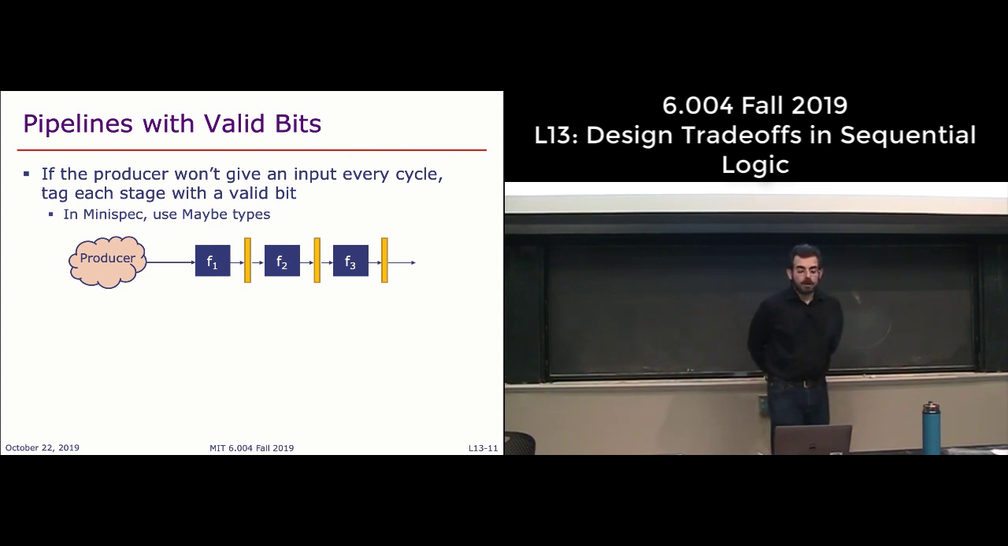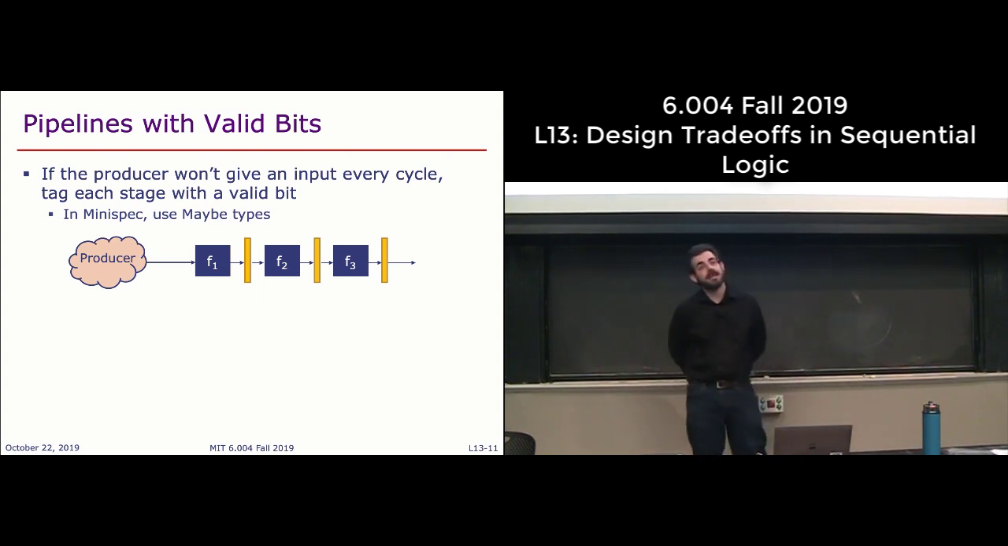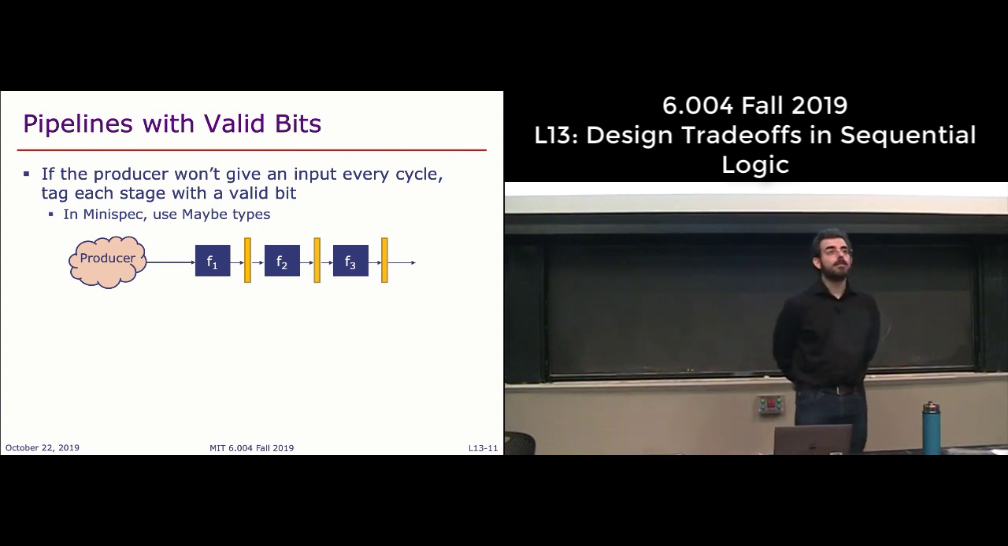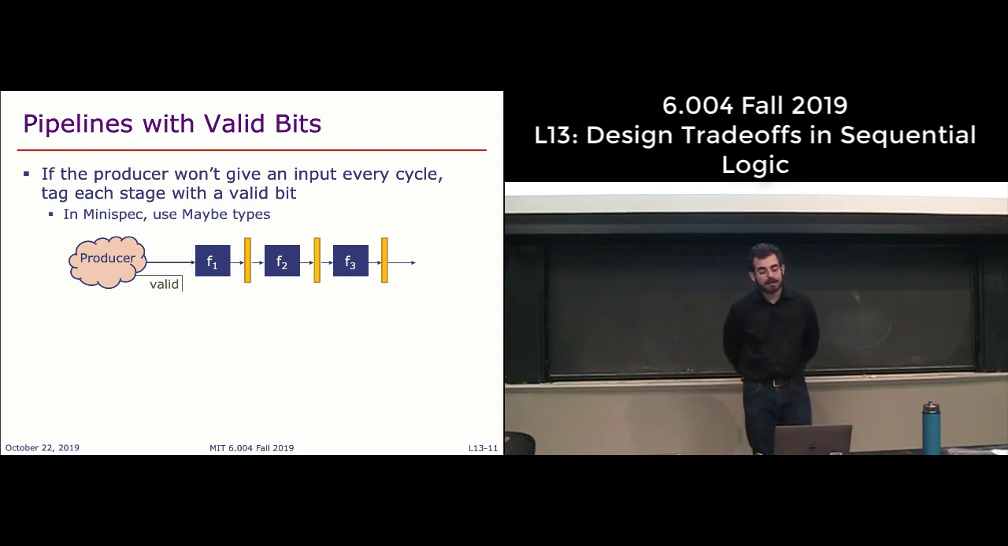Okay, so the first order of business is, if the producer doesn't give us an input every cycle, then there's a very easy solution to this. We just extend each stage with a valid bit. As you saw in the recitation for lecture 11, in minispec this just boils down to using maybe types. So you have a valid output from this producer, and basically we just propagate it. Add 1 bit to its pipeline register that tracks this valid state.